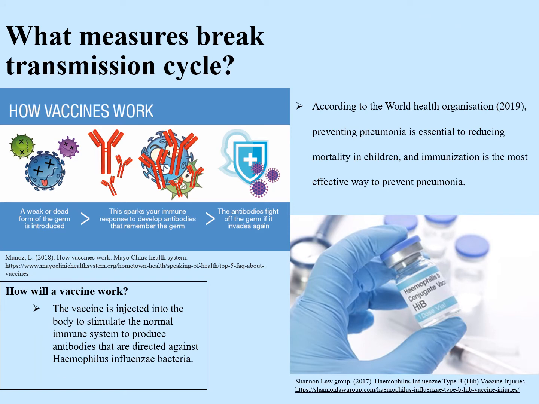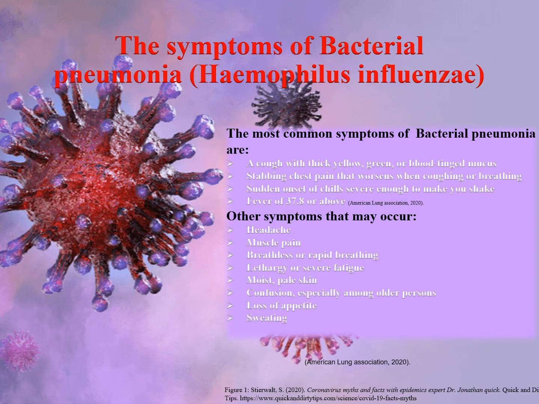Haemophilus influenzae is a vaccine-preventable illness, currently the most effective public health strategy for reducing bacterial pneumonia by immunizing against Haemophilus influenzae. It has been available since the 1980s. According to the World Health Organization, preventing pneumonia is essential to reducing mortality in children, and the immunization is the most effective way to prevent pneumonia. Other factors to consider are nutrition and environmental factors, as well as indoor air pollution and good hygiene practices, especially in crowded homes.